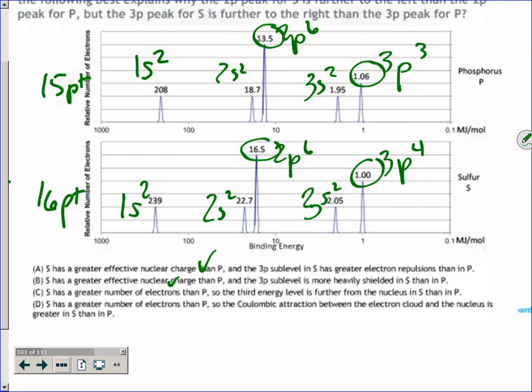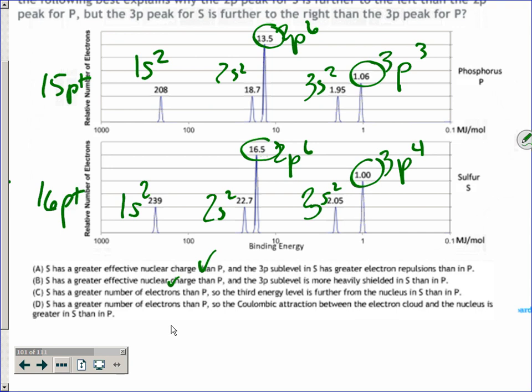Phosphorus. Why? Versus sulfur. Say again? So it's not just the fact that it's more electrons, it's that it has electrons where now?